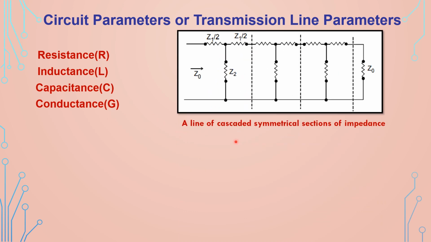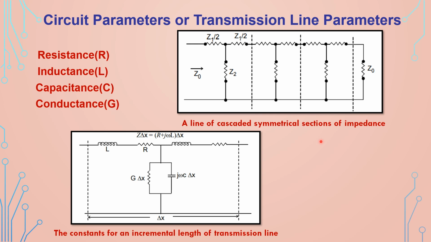So this is our line of cascaded symmetrical sections of impedance. We consider the transmission line as nothing but cascaded T sections. Consider this one symmetrical T section, this another one, and so on. So the transmission line is cascaded in terms of symmetrical T sections. We can draw the equivalent circuit of the transmission line for an incremental length in terms of the primary constants. Just now we discussed the primary constants R, L, C and G, and in terms of all these four, we are able to draw the equivalent circuit of the transmission line.